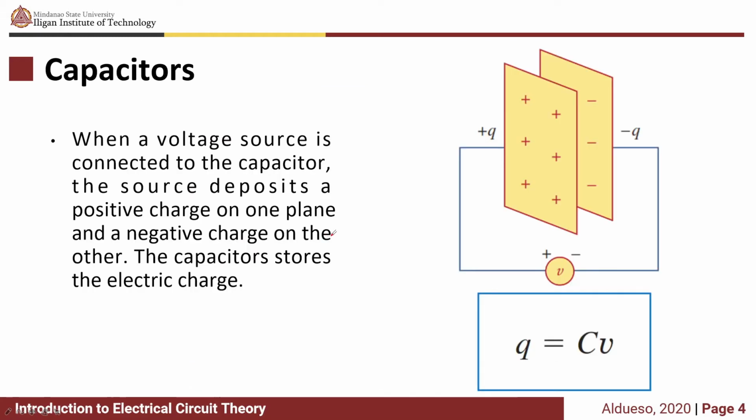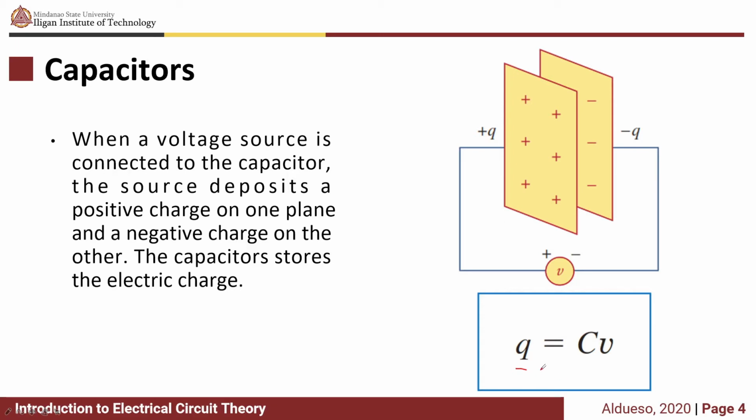So when a voltage source is connected to a capacitor, the source deposits a positive charge on one plate and a negative charge on the other, as shown in this figure. The capacitor stores the electric charge given by this equation: Q is equal to the capacitance times the voltage applied. So Q is equal to C times V.